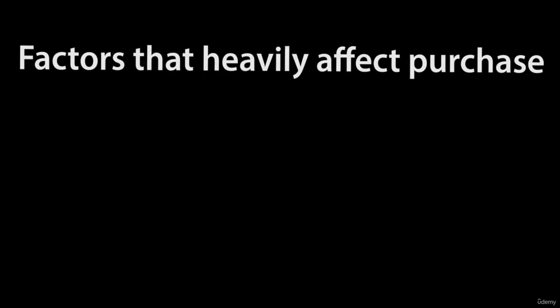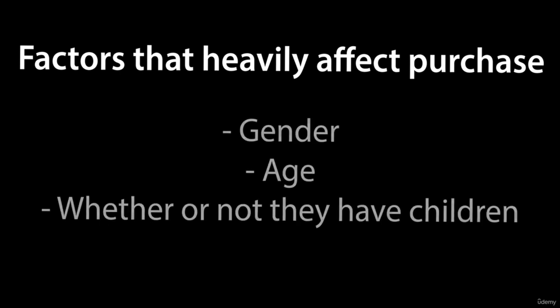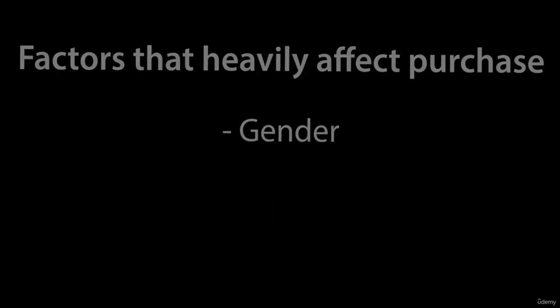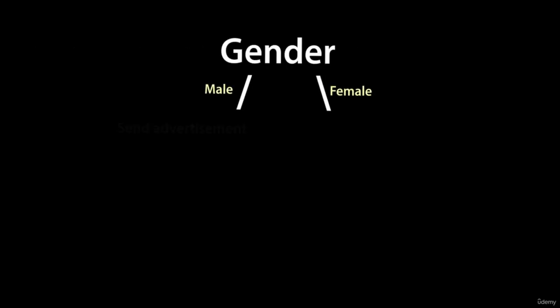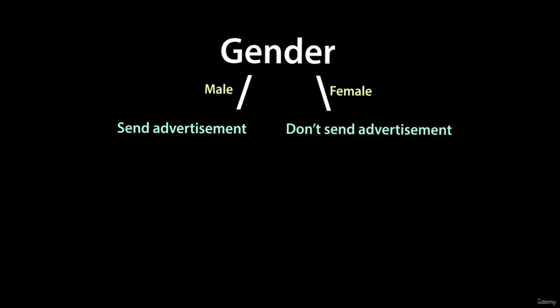The executive decides that the most important factors that determine whether a person buys a figurine or not is their gender, their age, and whether or not they have children. It is also decided that out of these three factors, the most important factor is a person's gender. If a person is a male, this indicates a high probability that that person would buy a Dragon Ball Z figurine. And if the opposite, this indicates a lower probability.